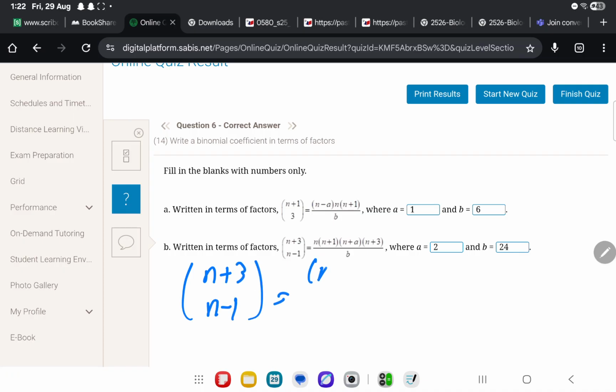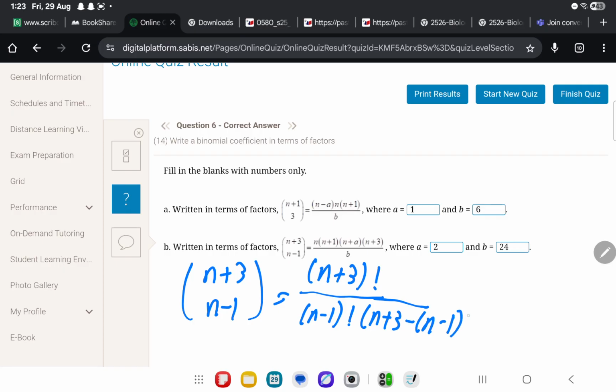This is going to equal to n plus 3 factorial into n minus 1 factorial into n plus 3 minus, not only n minus 1, no. You're going to write n minus 1 in brackets factorial because it's the entire term. This is your r. All of this is your r, right? So, we're going to distribute and expand. So, first of all, n plus 3 factorial stays the same. N minus 1 factorial stays the same.